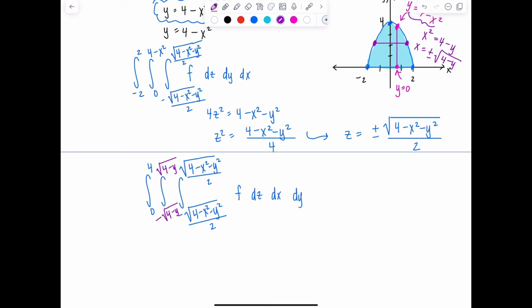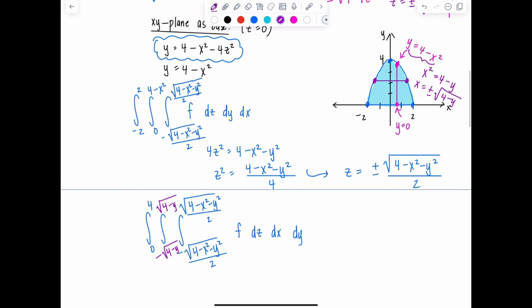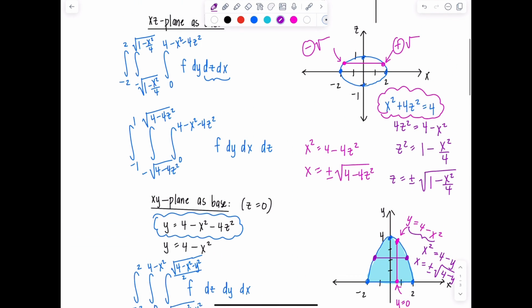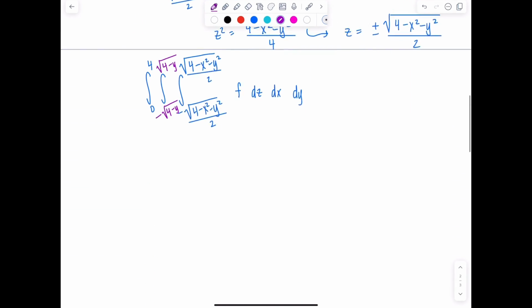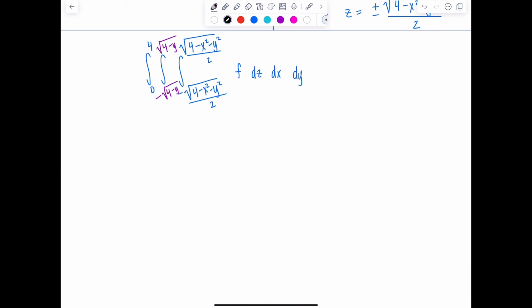All right, we got 4 done, only 2 more left. 2/3 of the way there. Yay. So we've done xz plane as the base, xy plane as the base, lastly yz plane as the base.